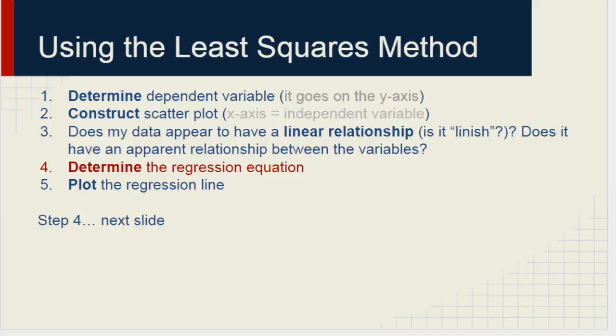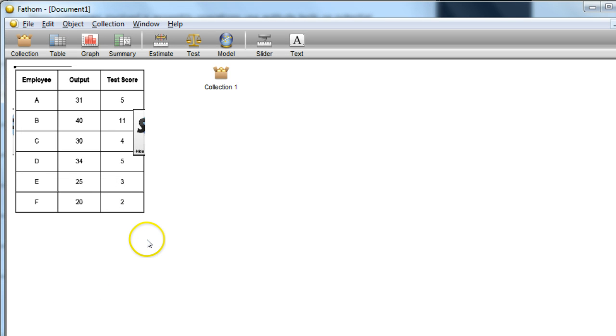So we've done step 1. We've determined our dependent and our independent variables. And now we are going to construct our scatter plot. So we're going to use Fathom to create our graph. First of all, let me show you how to use Fathom again.